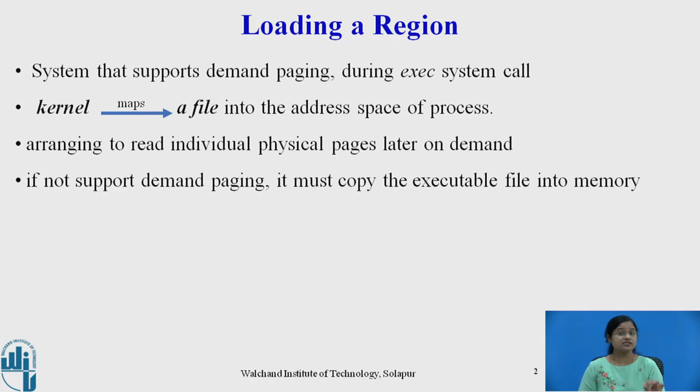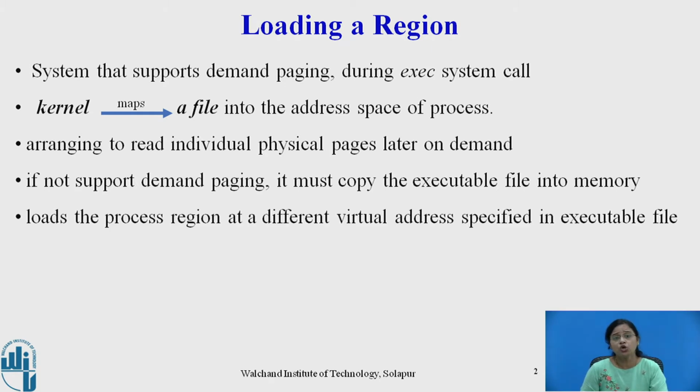This happens if your system supports demand paging. But if your system does not support demand paging, then it must copy the executable file into memory directly. If your system supports demand paging, it has to map that executable file into the address space of the process and then arrange the read of those physical pages whenever there is a demand. But if your system does not support demand paging, then it has to copy that executable file into memory and then load the process region at the different virtual address specified in that executable file.